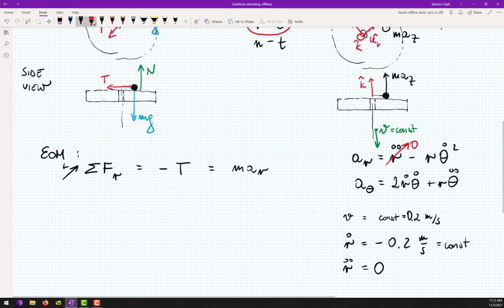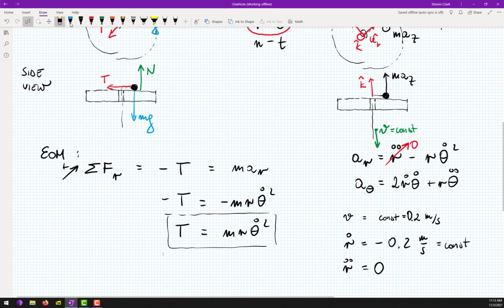Okay, so now we can write minus T is equal to minus m r theta dot squared. And this is equal to T. Let's get rid of these minuses. T is equal to m r theta dot squared.